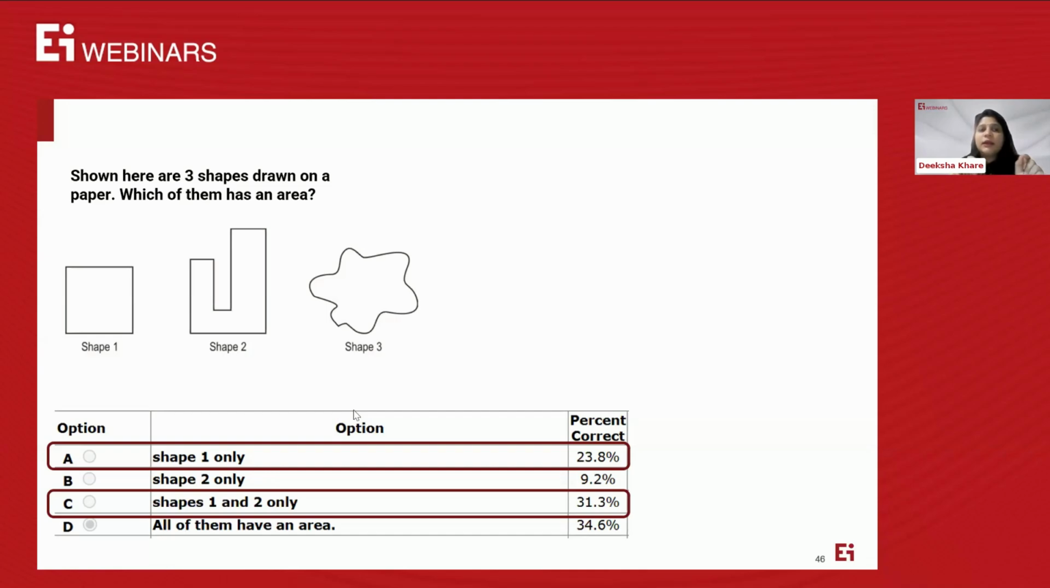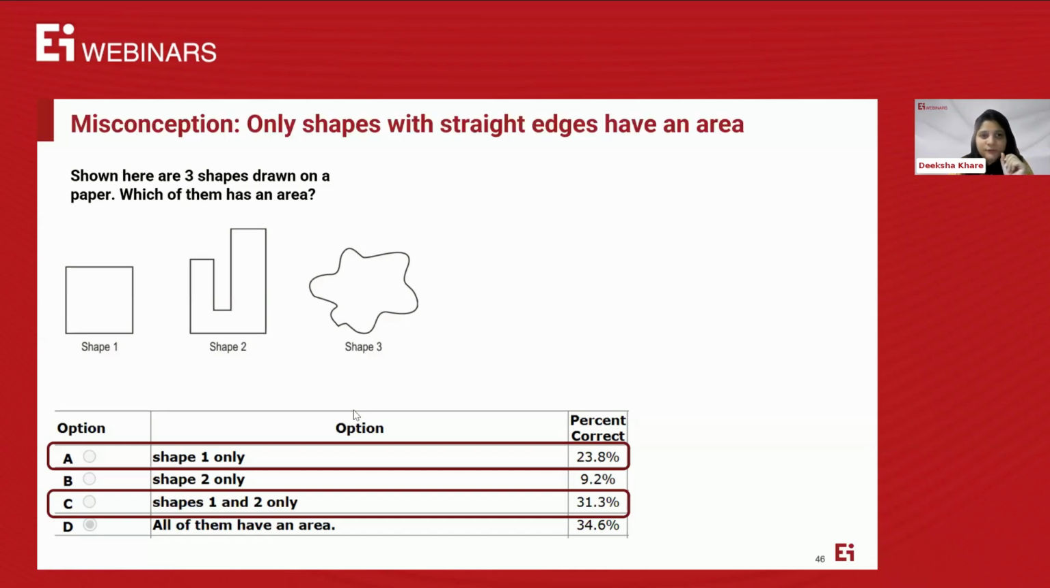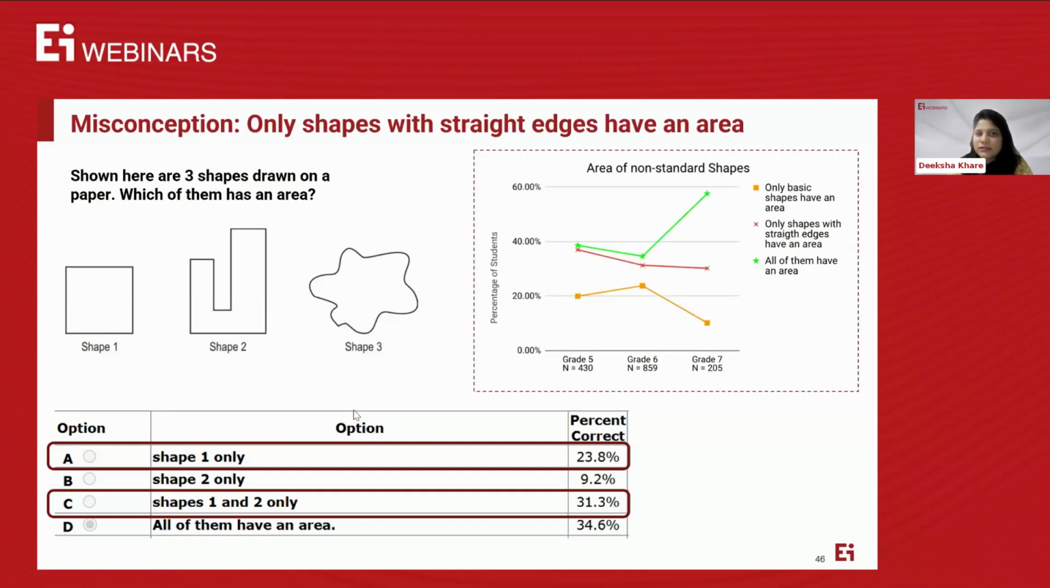31.3% of students think only 1 and 2 have area. That means for them, only shapes with linear boundaries or straight line boundaries have area. So we did an interesting experiment. We asked the same identical question in 3 classes: 5, 6 and 7.